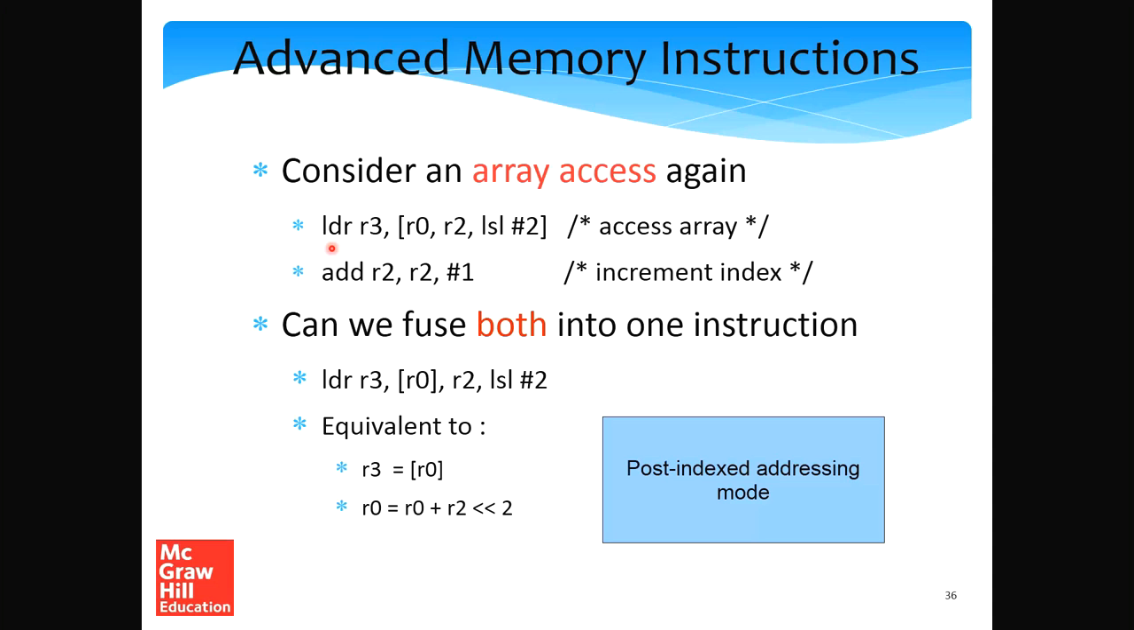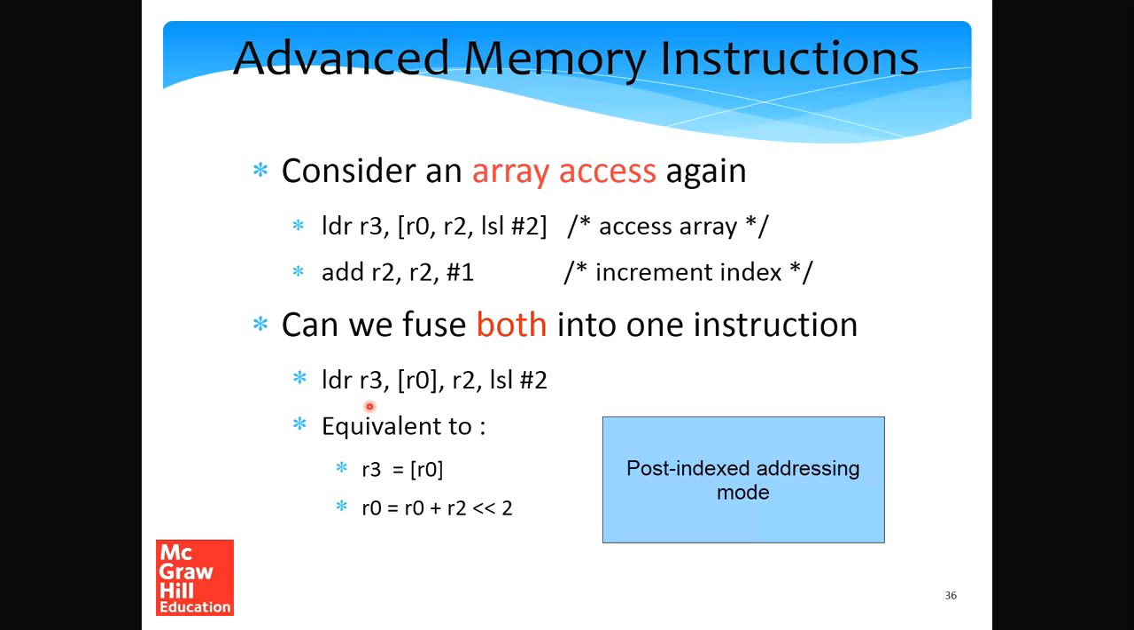Whenever we access an array, we'll most likely access it within a loop. And so the typical pattern would be that we access an array element and then increment or decrement the array index. So we should have a way of fusing both into one instruction, which in this case would imply that we have to tell the processor that after doing this, increment R2. So let us have a method of doing it.